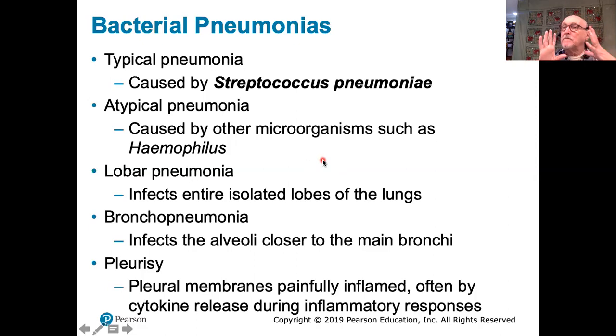Very often, visualizing it on X-ray, you'll see that pneumonia is isolated to a particular lobe of the lung. It spreads through the alveoli, but remains isolated, initially at least, to a particular lobe. And often they'll say that is lobar pneumonia. But if it lies closer to the main bronchi, often associated with heavy coughing as well, that is bronchopneumonia.